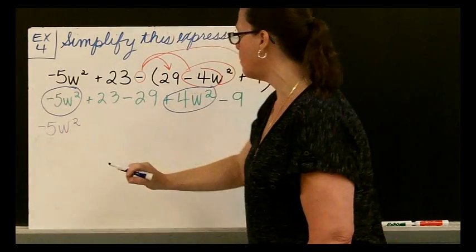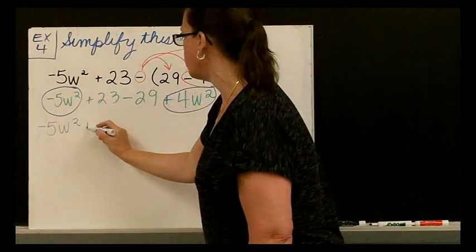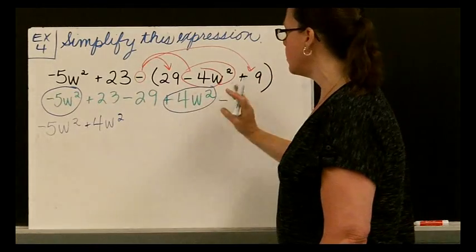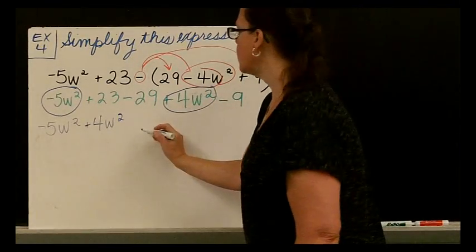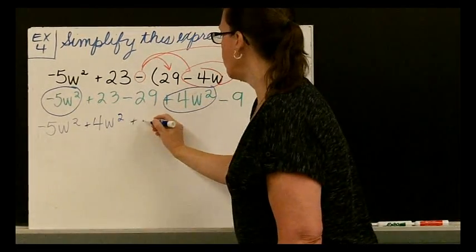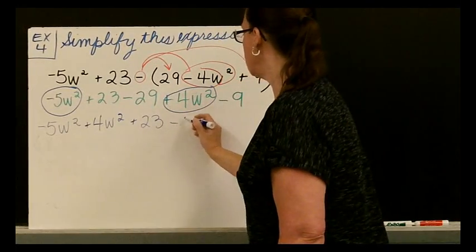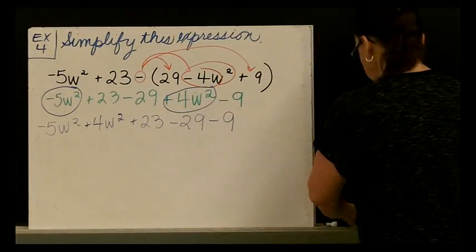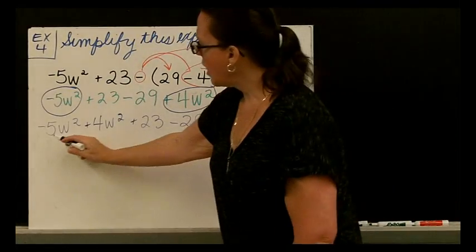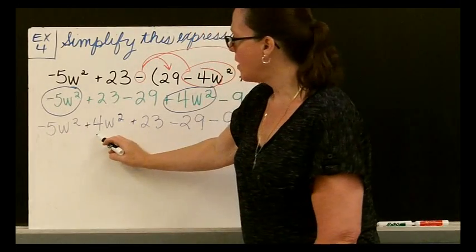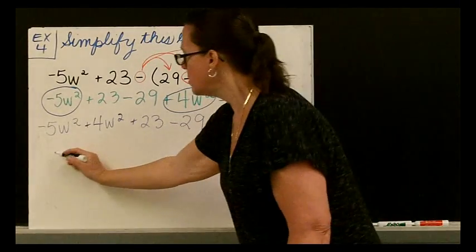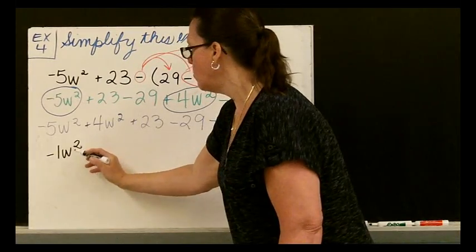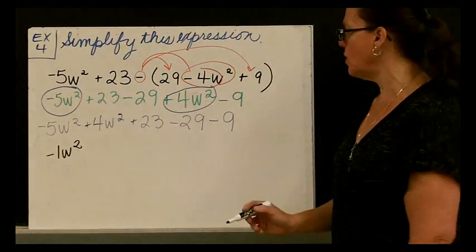We have a negative 5w squared and a positive 4w squared. And everything else in our expression is a constant. So I'm just going to add them in here. And now we're going to combine the terms. Here we have a negative 5 and a positive 4. You know that that gives us a negative 1. And then we add our variable and the exponent that belongs to it.